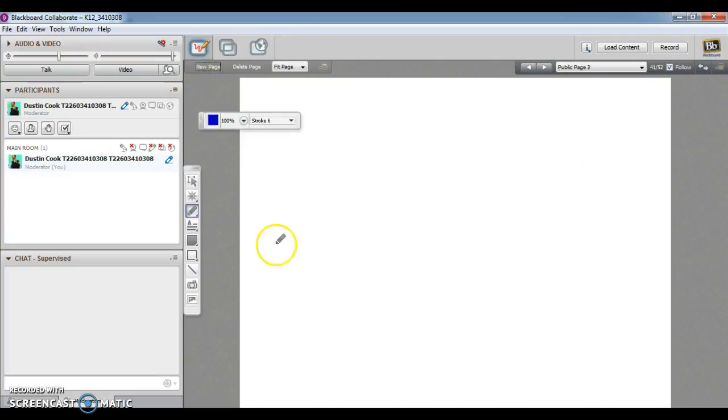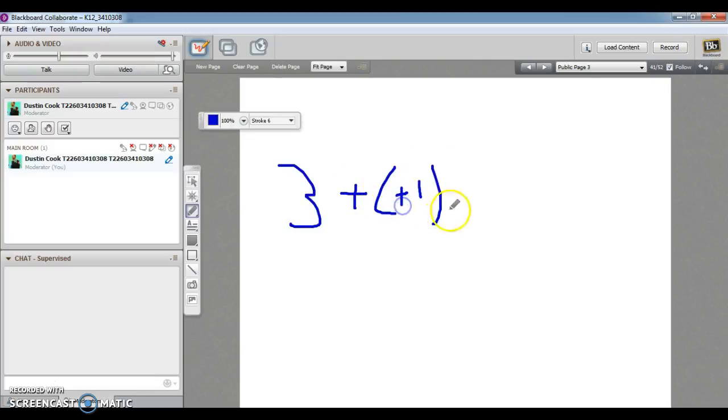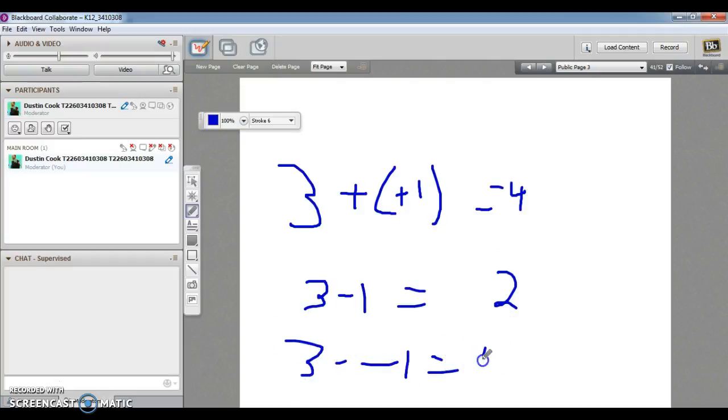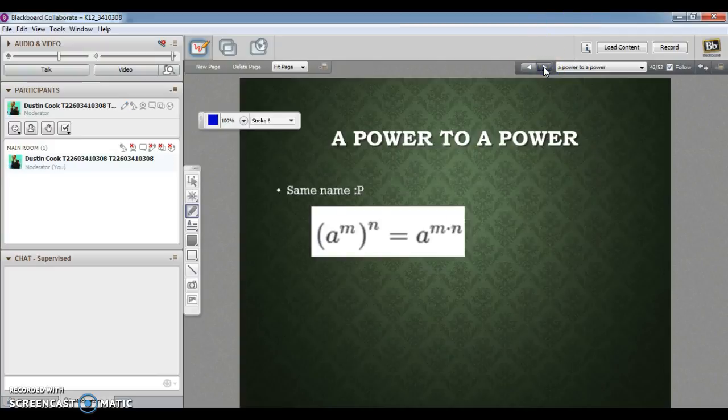And if you're confused about that, if I said like 3 minus negative 1, we just go bloop bloop, 4. 3 minus 1, though, is just 2. But again, 3 minus negative 1 is 4, because we can bloop bloop it. So keep that in mind as you're working these.